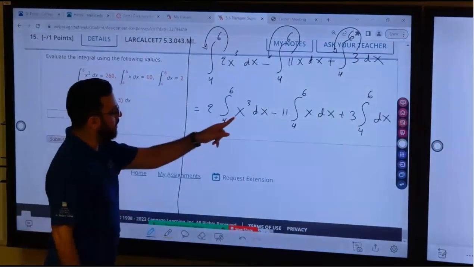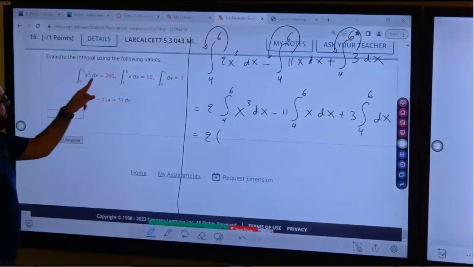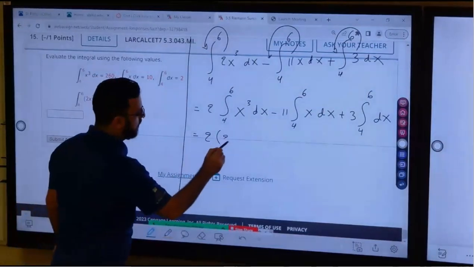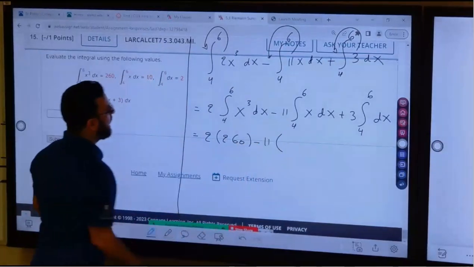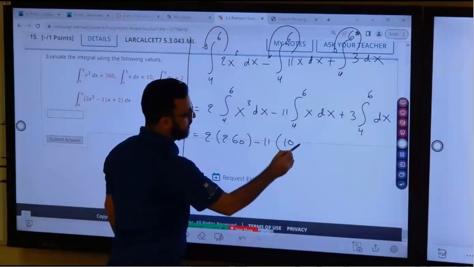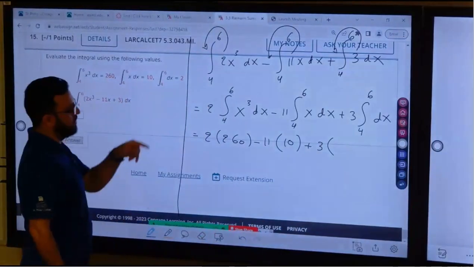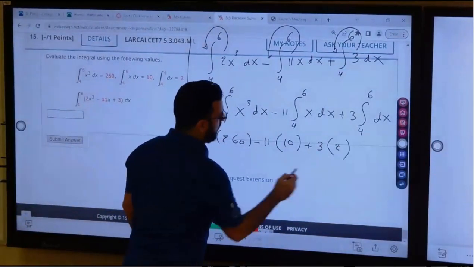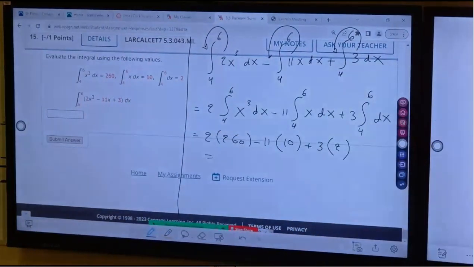Do I have x cubed? 2 times 260, yes, 260, minus 11 times the x integral, which is 10, plus 3 times the dx integral, which is 2. I'm just going to add these up to do the math.